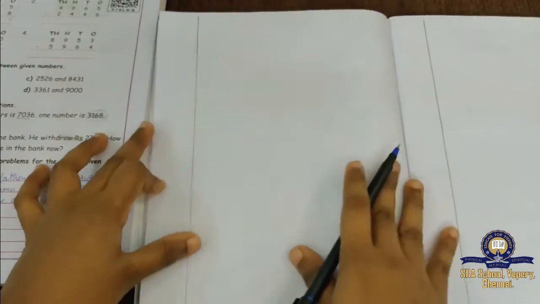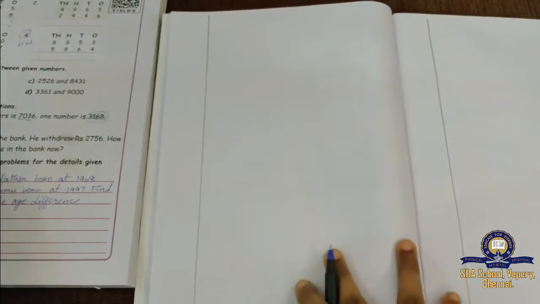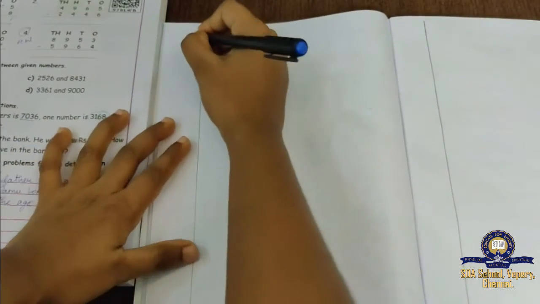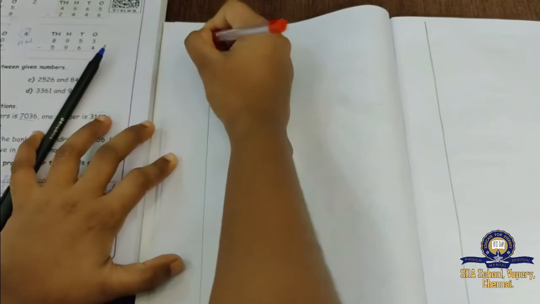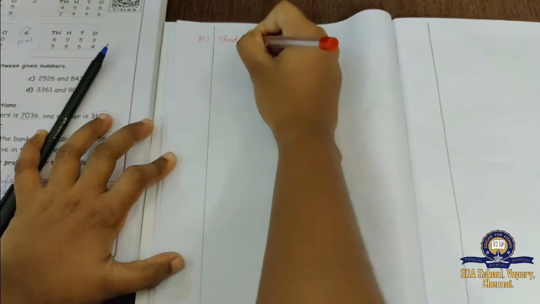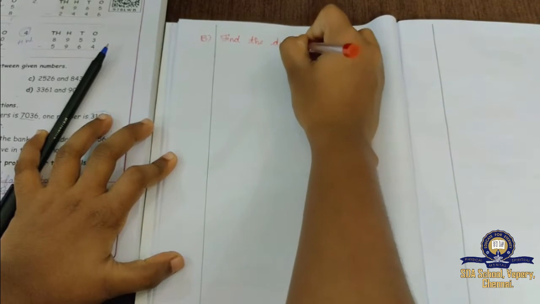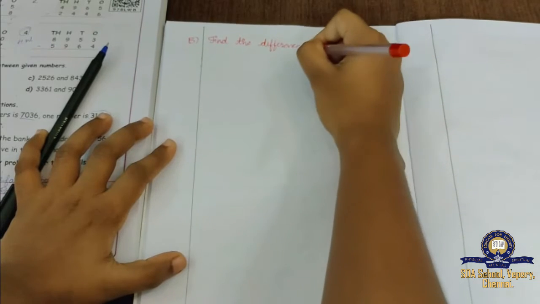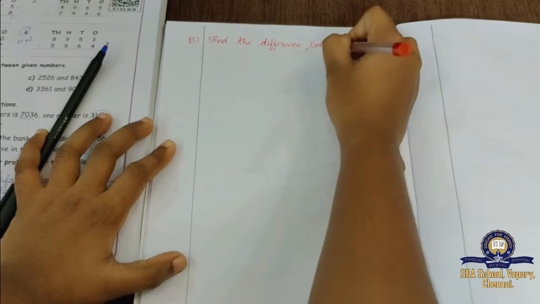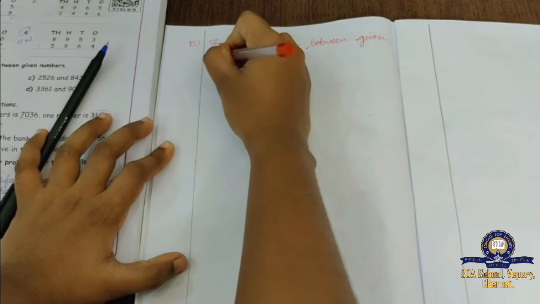Okay, the fourth sum is homework sum for you. Okay, so mark fourth sum as your homework sum. Okay, so next, second Roman letter, that is B. Find the difference between given numbers.